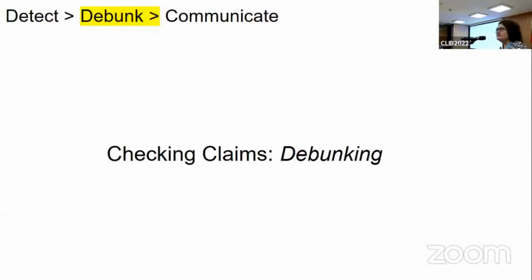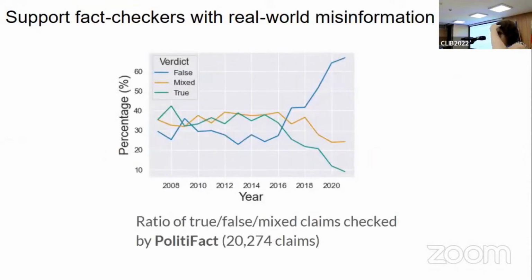Now I move to the second part of my talk, which used to be verify, but now I call it debunk, and I hope you know why after this section. So first, I'd like to show this graph. The ultimate goal of NLP technology is to actually support fact checkers in checking the information as it appears online.